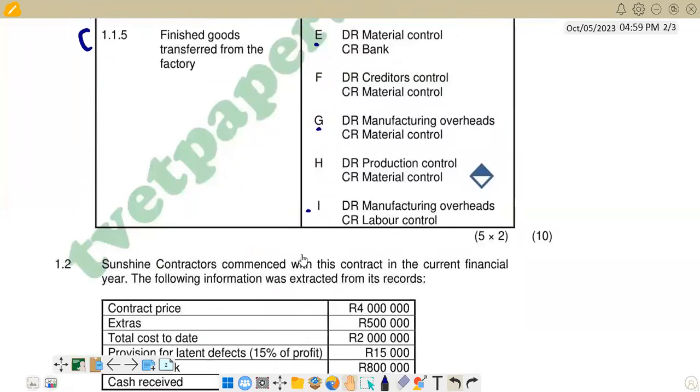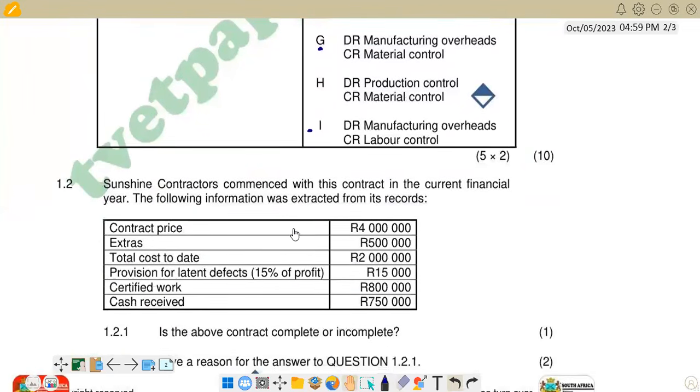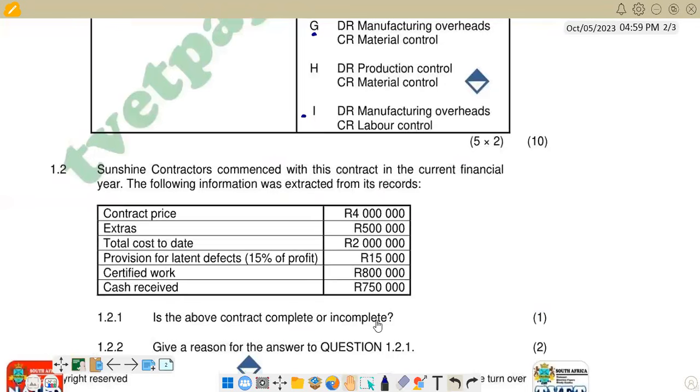Right, let's look at the question that is below that. Below that, we've got Sunshine Contractors, and it says Sunshine Contractors commenced with this contract in the current financial year. The following information was extracted from this record. We've got information from contract price up to cash received at the bottom of 750,000 rands.